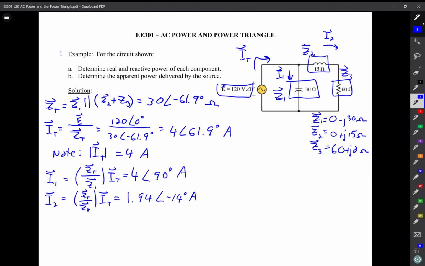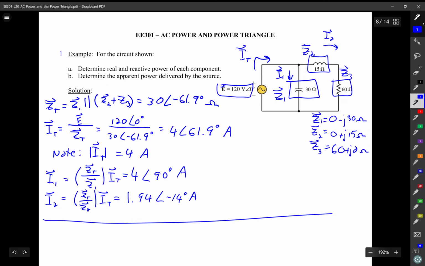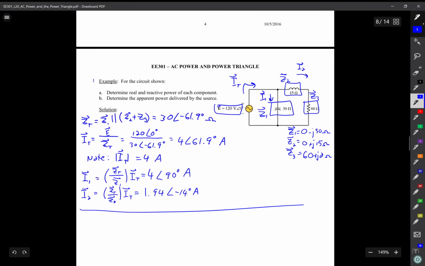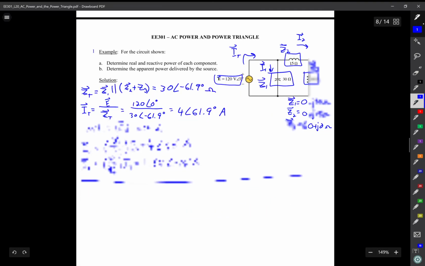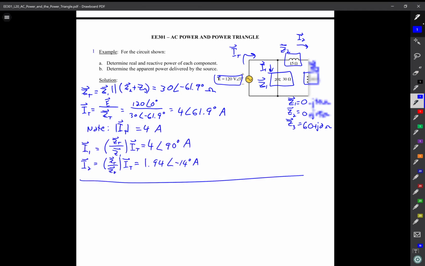All right, now what I want to do is find the real and reactive power of each component. So instead of trying to find just one specific value or the other, I advise to just solve for the entire complex power for each one of those elements. That way I can get any and all information that I want: the reactive power, the real power, power factor angle, complex power, apparent power, everything is right there. So this is what I advise.